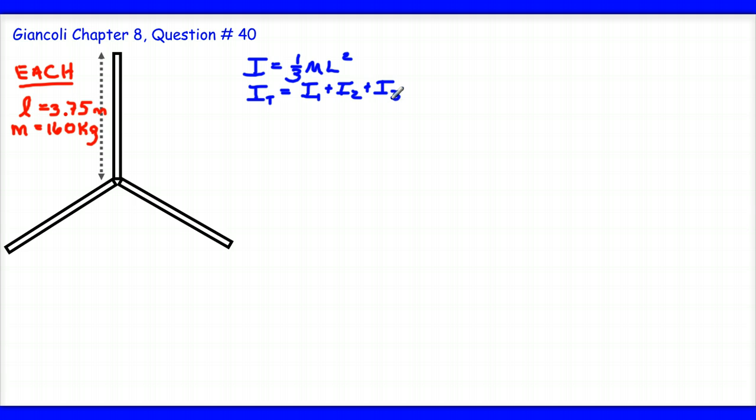Since they're all identical and we have all of the symmetry here, we can basically say, all right, it's 3 times the moment of inertia of one of these, or 3 times 1/3 ml squared. So we see that the 3 and the 1/3 cancel out, and I'm left with the total moment of inertia for all of those rotors together equal to the mass of the blades times the length squared. And the mass is 160 kilograms.